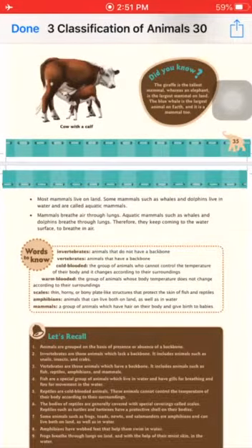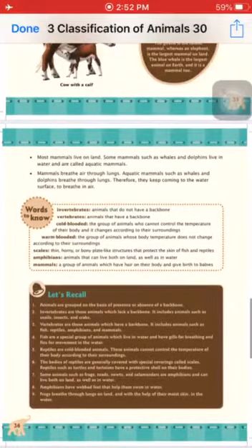Most of the mammals live on land, but some mammals such as whales and dolphins live in water, and these are called aquatic mammals. Mammals breathe air through lungs because mostly mammals live on land, so they use lungs for respiration. Aquatic mammals such as whales and dolphins also breathe through their lungs. Therefore, they keep coming to the water surface to breathe in air.